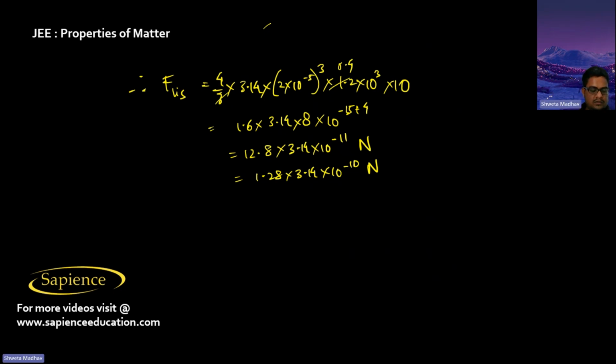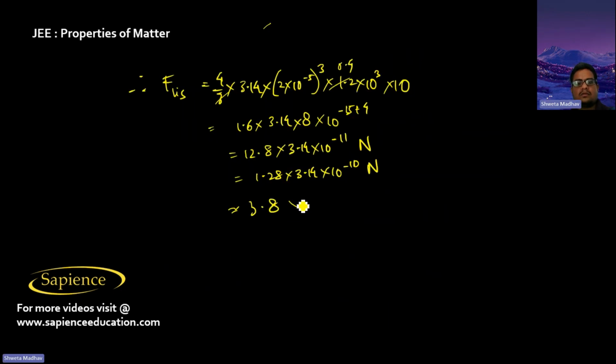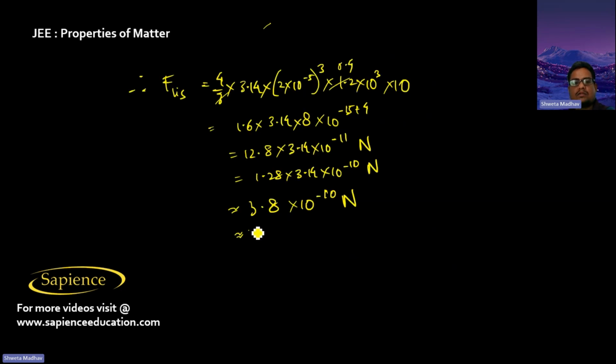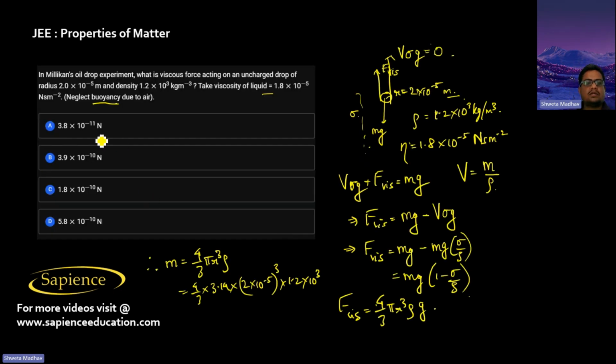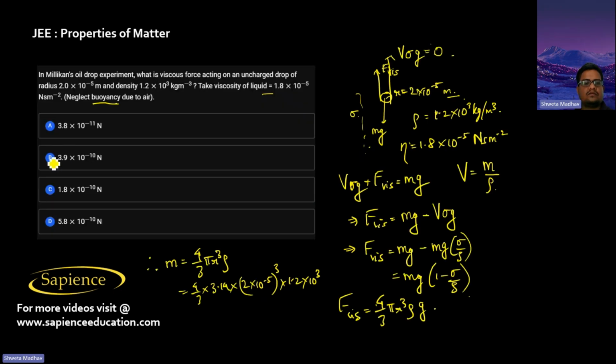So this will be 1.2 into 3.14, which is 3.8 approx. 3.8 into 10 power minus 10 Newton. Means it is coming 3.77 approx, 3.77 into 10 power minus 10, which approximately you can take as 3.8, or you can take 3.9 also, 3.9 into 10 power minus 10 Newton. So of course, option B is the correct answer.